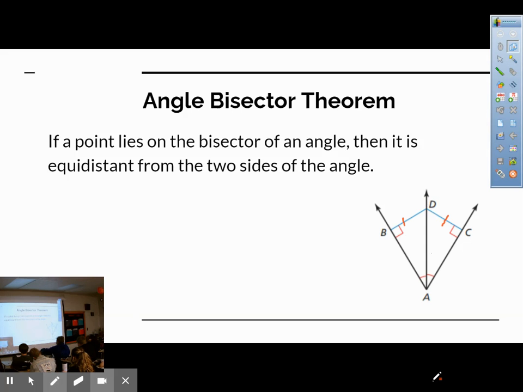If they have the 2 right angles and they have these 2 sides marked congruent, then you can say that these 2 angles are congruent. So these 2 angles make these 2 sides congruent. These 2 sides make these 2 angles congruent. It goes both ways. All right, let's do an example.